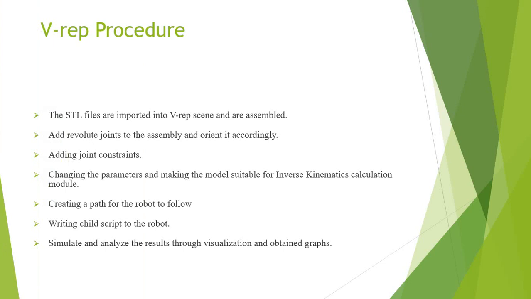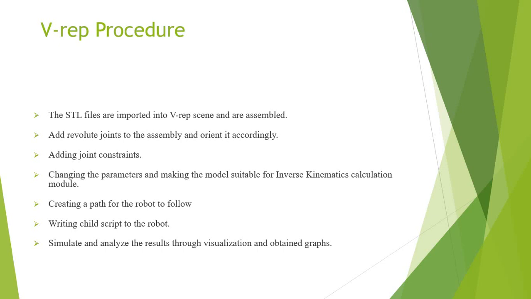This is the procedure of VREP. First of all, we will import the STL file to the VREP scene and then we will assemble it. We can add any joints, revolute joints or prismatic joints, to the scene or the manipulator. Then we can play with the parameters of the joints. After that, we will do calculations for the inverse kinematics model. Then we will create a path for the robot to follow, to pick the object from the conveyor belt and then place it on the table.